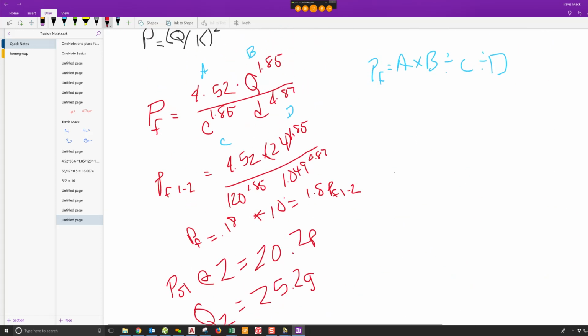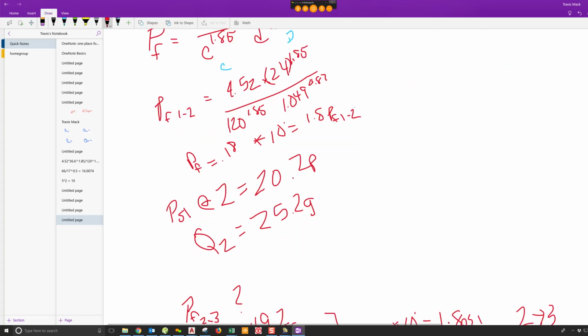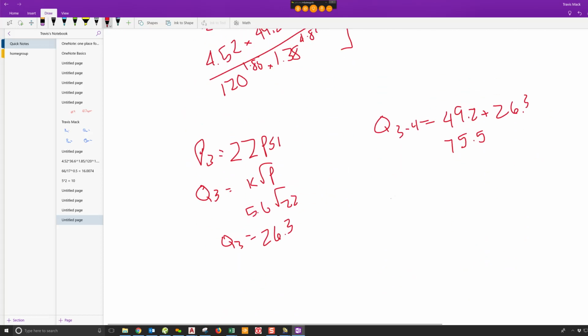Okay. Now, we know our starting pressure at 3. We know our flow going through here. So let's figure out the friction loss per foot. You guys see this is just the same thing over and over again? P from 3 to 4 equals, I'm going to try something here, see if this will work better. It doesn't. Let's just do pen.